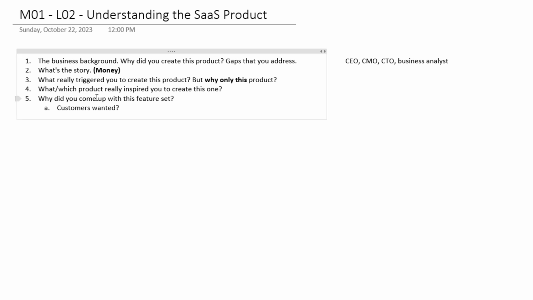Now coming back to our questions: why did you come up with this feature set? For example, you have features A, B, C, and D. Why did you come up with this feature set? You could have made something else as well. Okay, you could have done something else. So you're actually trying to find the answers around the product, not around the functionality, not around the technology. You are trying to find the answers around the product.